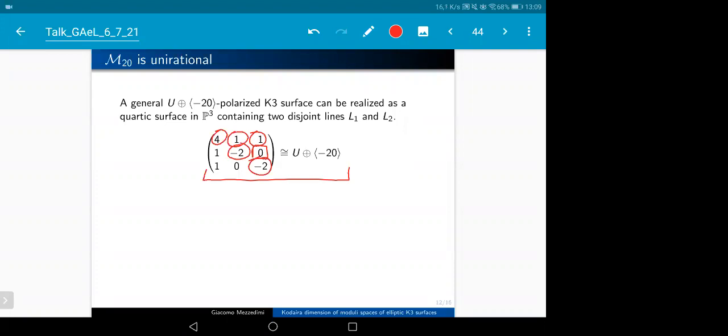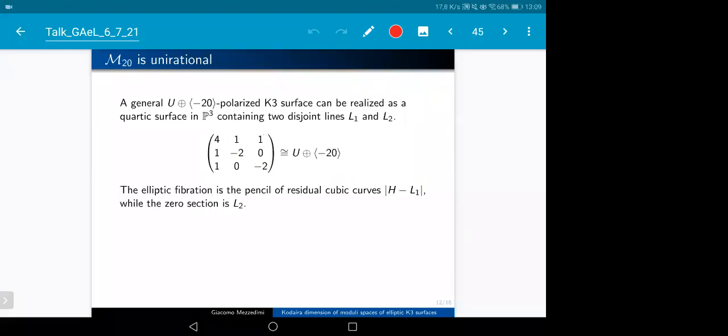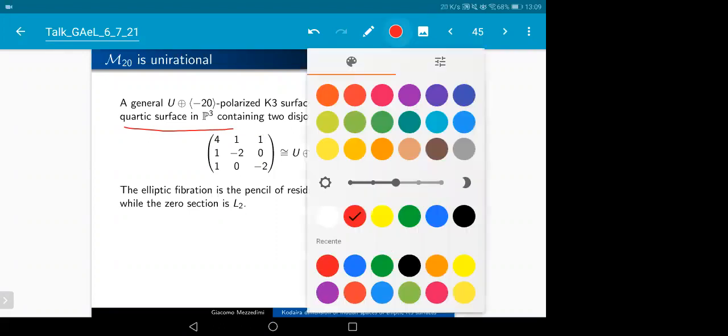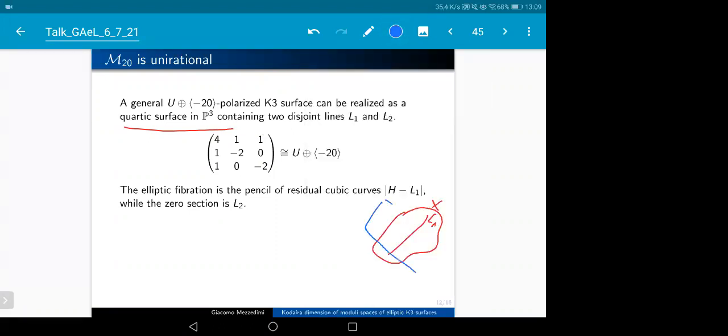So this isometry of lattices shows that the general element should be a quartic surface in P3 containing 2 disjoint lines. And this is indeed the case. So first of all, this is kind of a remark, but I think it's nice. So we said that these K3 surfaces are elliptic. So they admit an elliptic fibration. But how do you see an elliptic fibration on such quartics? Well, it's standard, but I think it's very nice. So we start with a quartic surface X containing a certain line, L1. And what we do is consider the pencil of hyperplanes passing through this line.